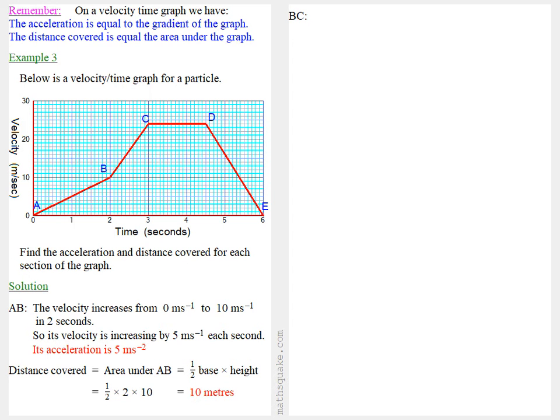In part B, if we draw a triangle under BC, we've got a height of 14 and base of 1, so the gradient is 14 over 1, so the acceleration is 14 meters per second squared.